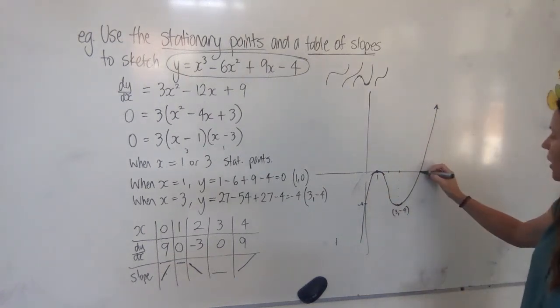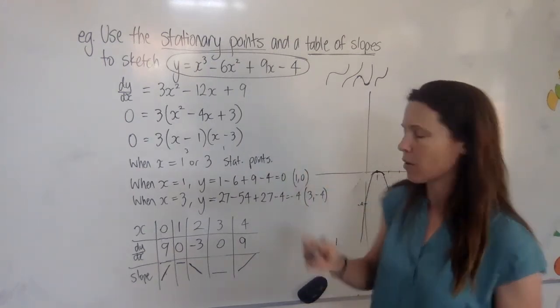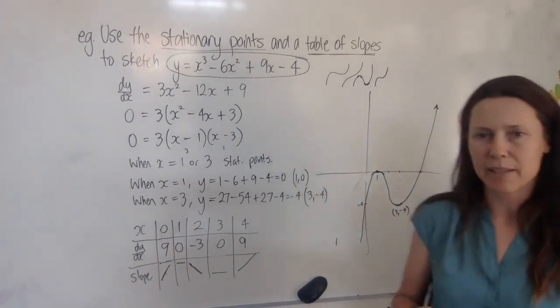And then over here I could let y equal 0 and solve this if I needed to. The question hasn't asked for it, so I'll probably stop there. I've got the basic shape for my graph.